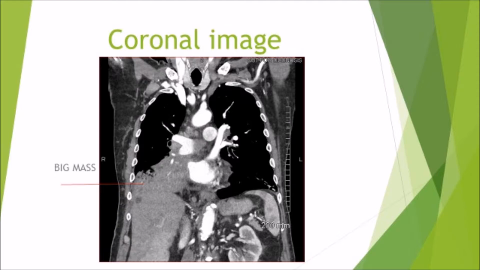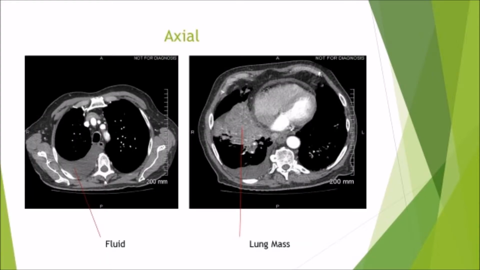This is a coronal view of the lungs. Here you can see a large mass on the patient's right side. This is an axial image of the lungs. The slice thickness is 3 millimeters. The technique used was 120 kV and 100 mA.